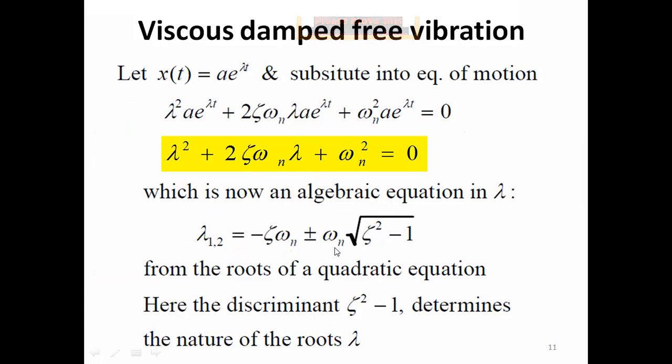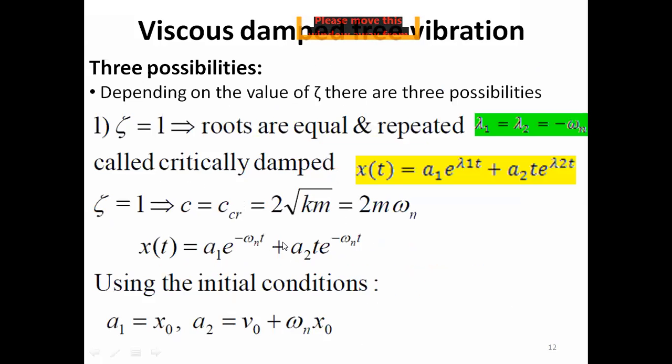And in that case, lambda 1 would be equal to minus zeta omega n, and also lambda 2 would be equal to minus zeta omega n. So it means that we would have equal and repeated roots. So lambda 1 is equal to lambda 2, as zeta is actually 1. So the zeta term vanishes from the equation by putting zeta equal to 1.